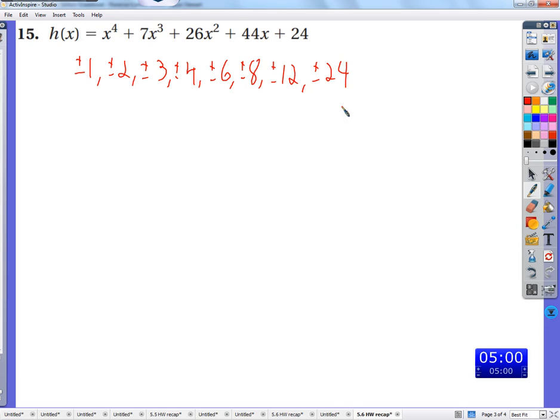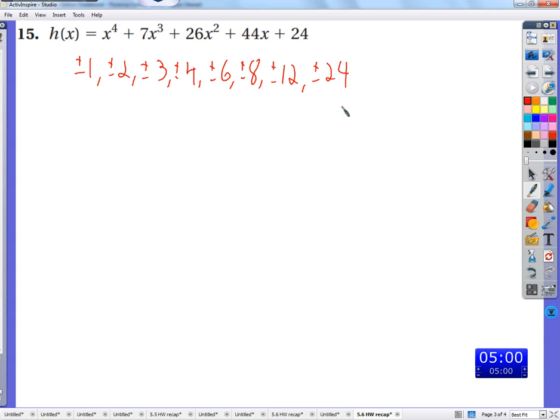Are we supposed to divide those by something? Are we supposed to write them over something? Factors of 1, all over 1. Why 1? The leading coefficient is 1. The factors of the leading coefficient. The leading coefficient is 1, so it would be kind of redundant to write them over 1, right? So we are good so far.